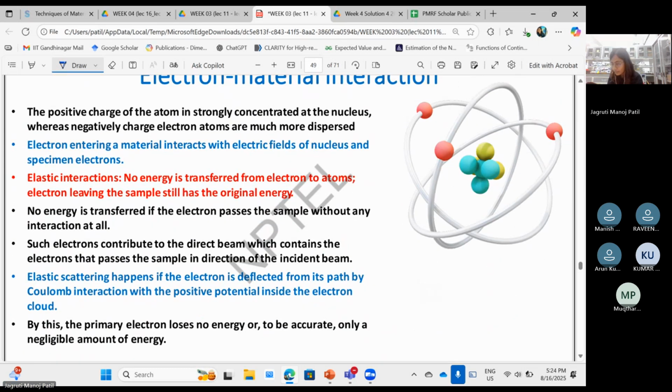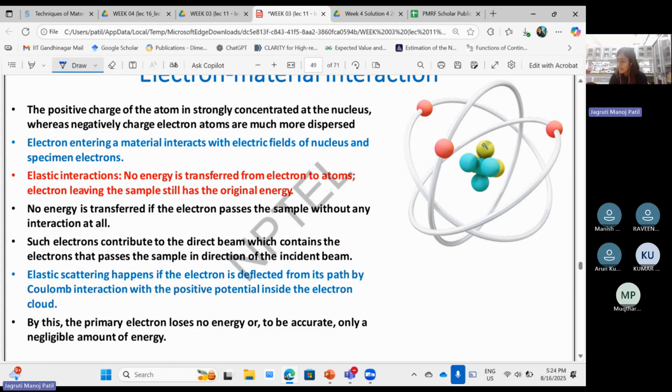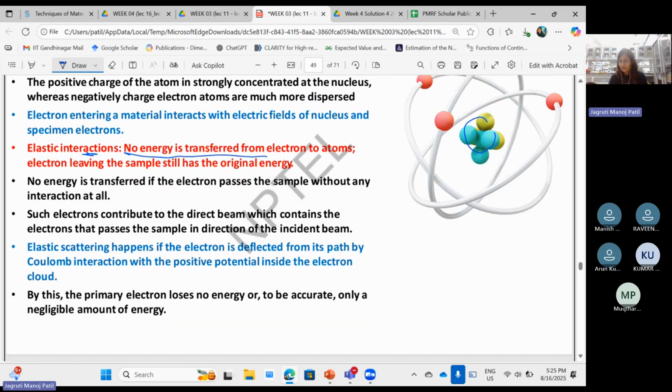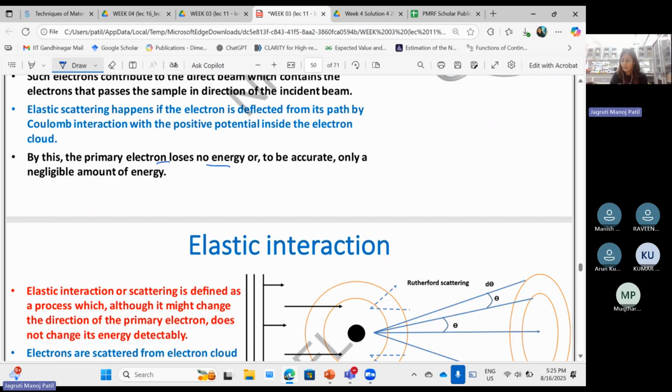So we'll see that. If you see over here, you have your nucleus, and in the nucleus you have many protons. In the outside shells, you have electrons that are bound over here. Now, elastic interactions: you assume that there is no energy transfer or no energy loss, so your sample still has the same energy, your electron still has the same energy. Those will eventually pass through the path, right? Since the beam is continuously on, you'll get the energy from it. But no energy is transferred from the beam to the sample in this case. So it is nothing but elastic scattering. A simple case where a primary electron will lose no energy, or to be accurate, a very negligible amount of energy.